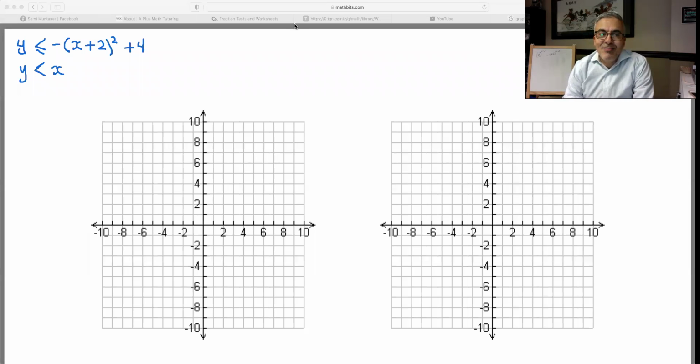Hi. So today we're going to find a solution of inequalities between two graphs, a parabola and a straight line. We're going to shade an area, and all the numbers in that shaded region, when you apply them to both equations, will give you a true statement. So basically, you're looking for that area that satisfies both equations.